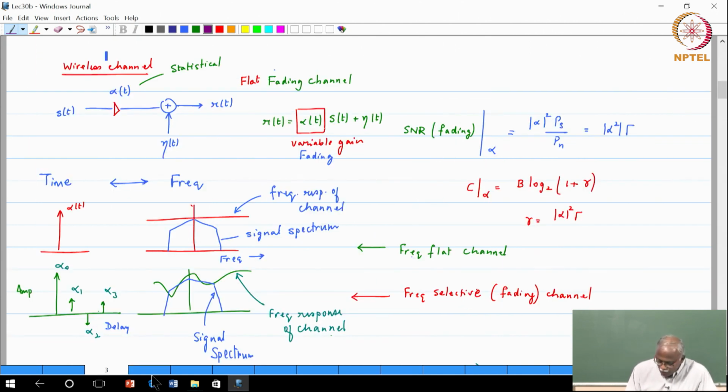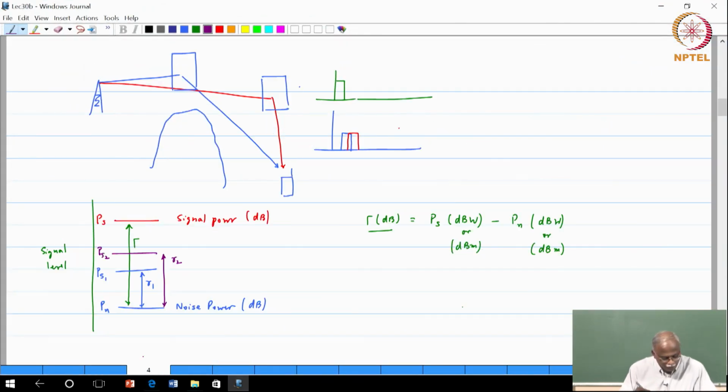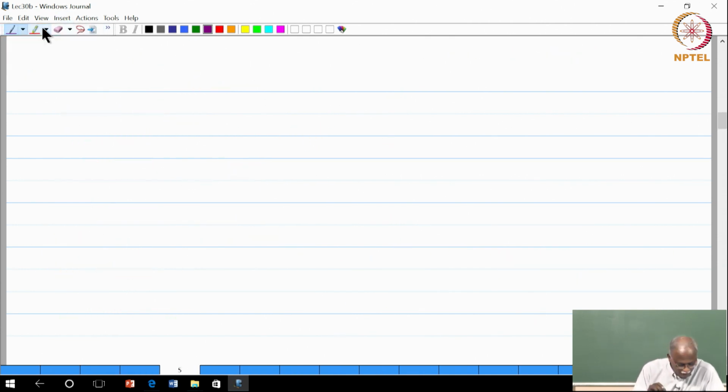Okay. So, maybe one more piece that I would like to highlight even before we go on to this. Let me just add the following comments or observations. Again, since the question came, I think it is a good thing to clarify. So, let us say I have gamma 1, which is PS1 by Pn. Notice Pn is not changing. Then I have gamma 2, which is signal power 2 over Pn because of the fading.